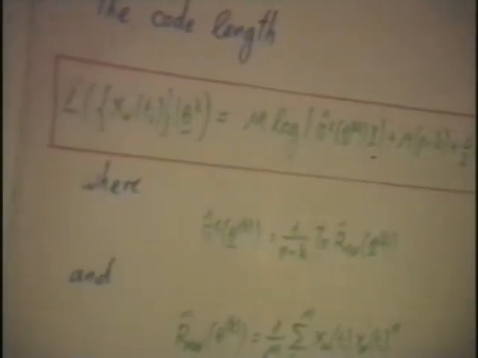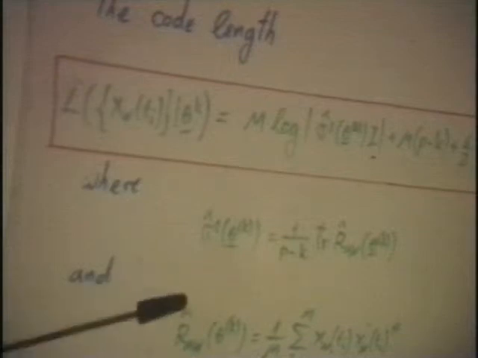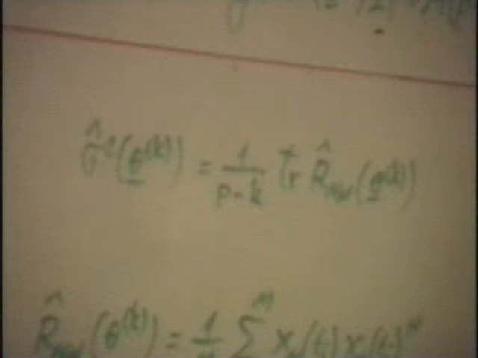So this is the penalty term, and this is the log likelihood term, where sigma square here is just the estimator of the noise, and Rn is simply the sample covariance. So this is the code length of the noise subspace component, and you do similar things for the signal subspace component.